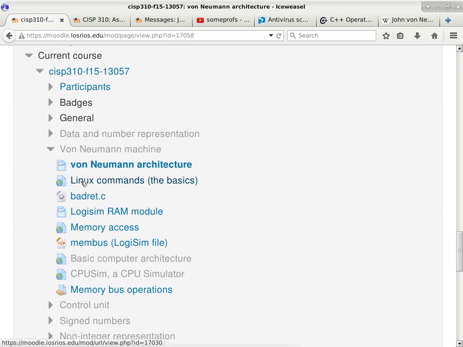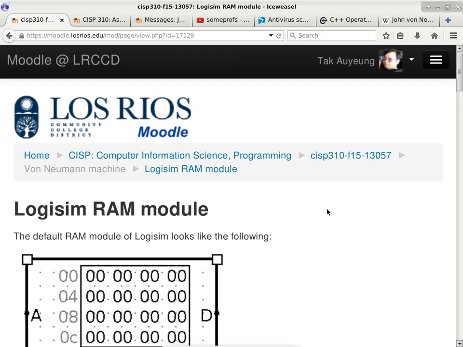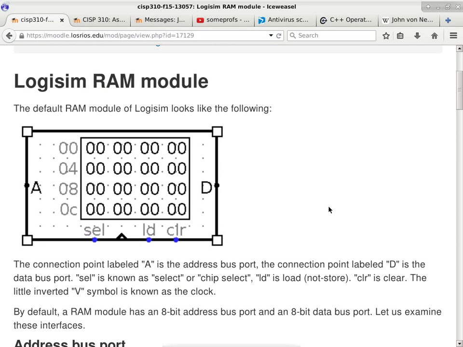Now, after that, we have the usual Linux commands that I have demonstrated already in this class. Now, LogicSim has its own RAM module. So this is an explanation, or more like a duplication of the online help of LogicSim, because LogicSim actually has a fairly good explanation of how RAM functions.